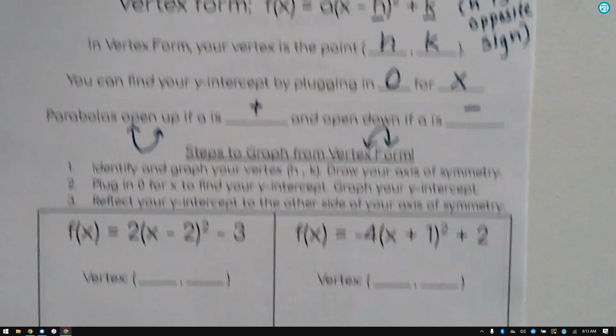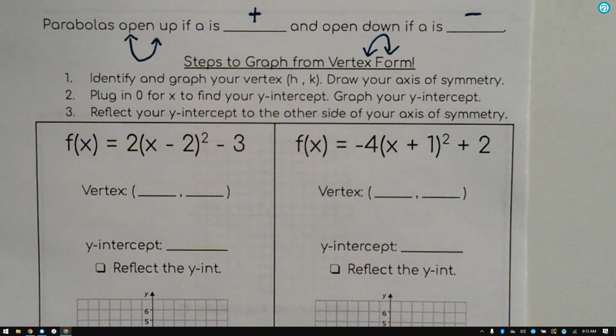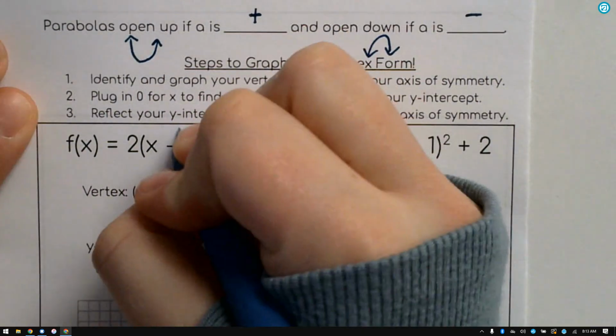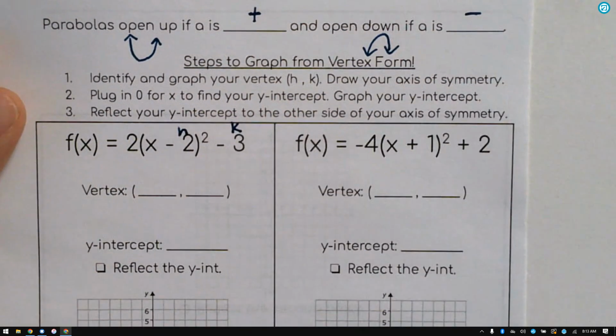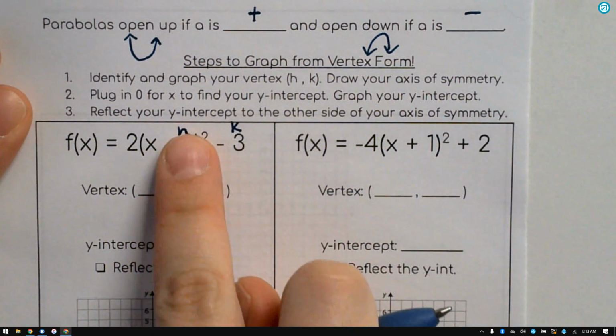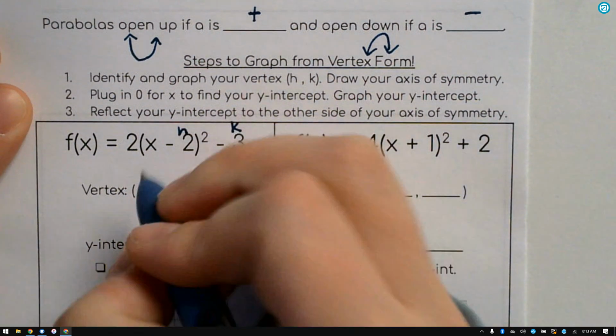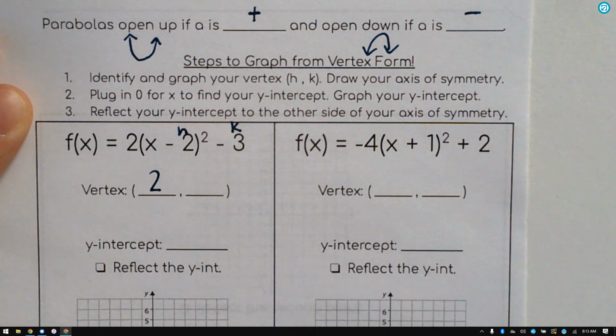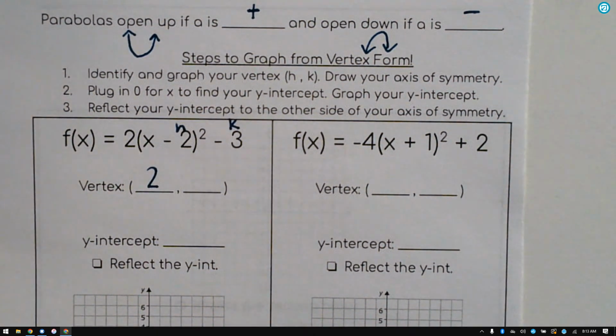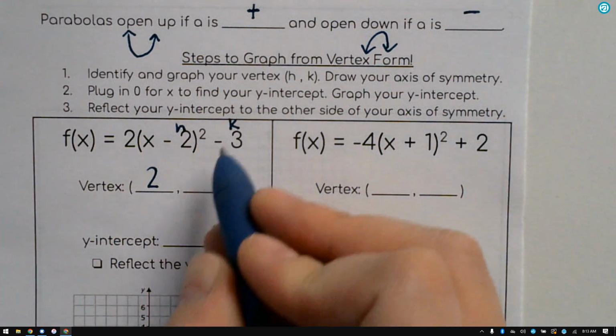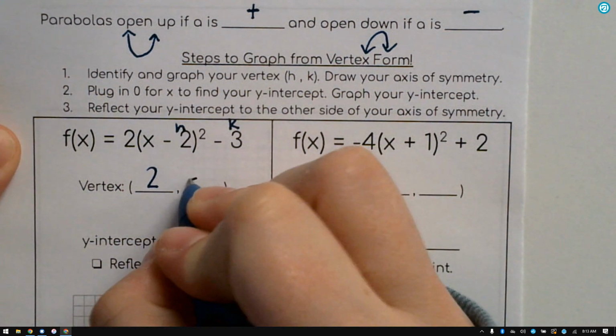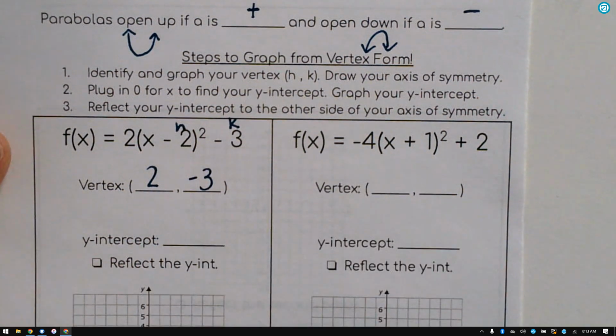So moving down to our first problem here, this is my h value, this is my k value. So my h value is 2, so that's my x value of my vertex, and it is positive because h is always the opposite of what it is in the quadratic. And then my k value is negative 3. So the h is the opposite sign, k is the same sign as it is in the equation.